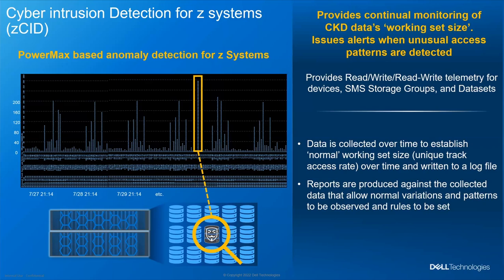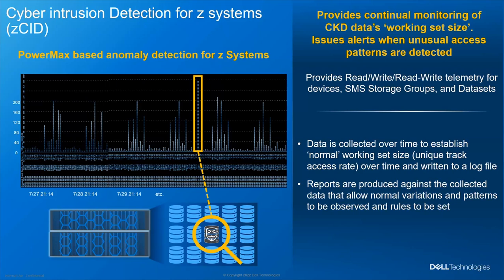How many unique tracks have been touched? We'll measure that and help you establish what's normal. And if something is accessed outside the norm in an unusual way, we will issue a message to the console, syslog, saying, look, the access rate is normally this, and it's gone over the threshold that you set. And maybe you should look at that.